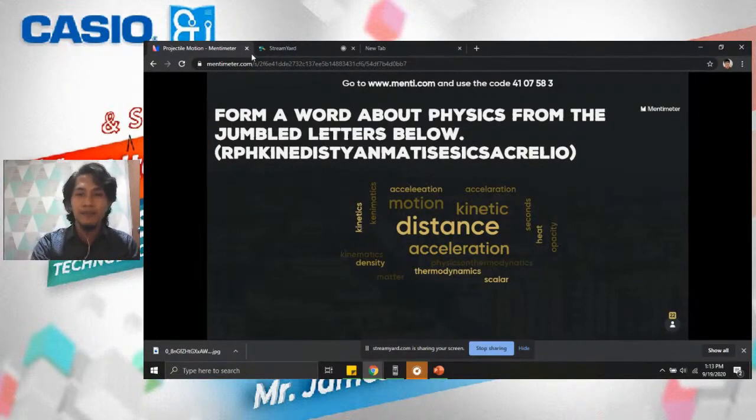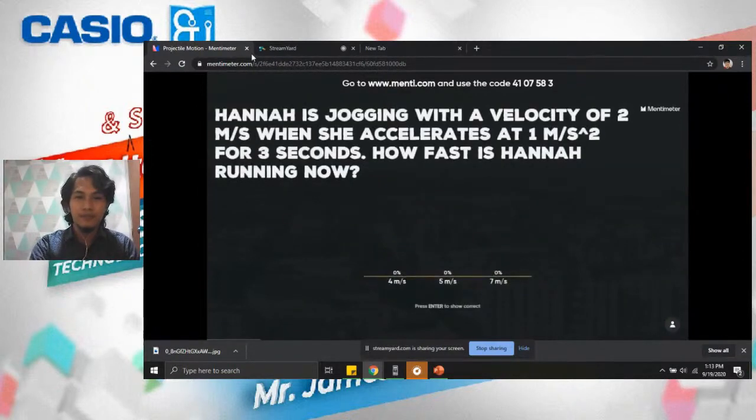slide. Okay? I'll give you 15 seconds to answer the question. So, just choose the answer. Ito pa rin yung ating gagawin. Okay? So, let's answer this one for 15 seconds. Hannah is jogging with velocity of 2 meters per second. She accelerates at 1 meter per second square for 3 seconds. How fast is Hannah running now? Sige nga. Please enter your answer.